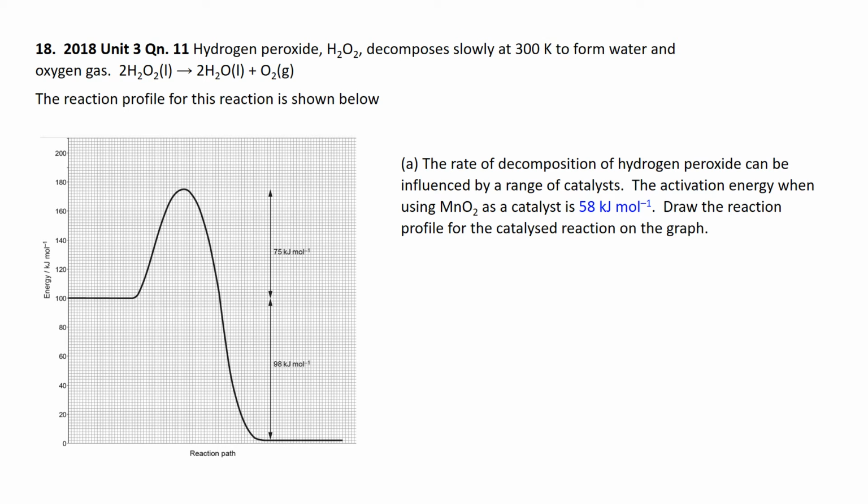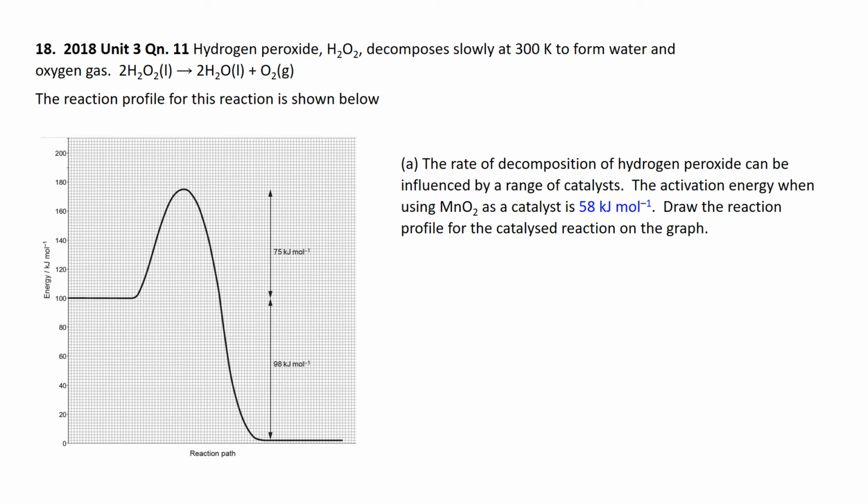So a prettier version of the same picture, the reaction profile here. So obviously the reaction itself is exothermic to the tune of 98 kilojoules per mole. And what we have here is the decomposition of hydrogen peroxide. Normally it has an activation energy of 75 kilojoules per mole. So they tell us in this first part, when we use manganese dioxide as a catalyst, it lowers the activation energy. Draw the reaction profile for the catalyzed reaction on the board.